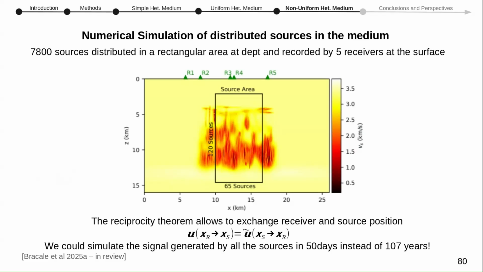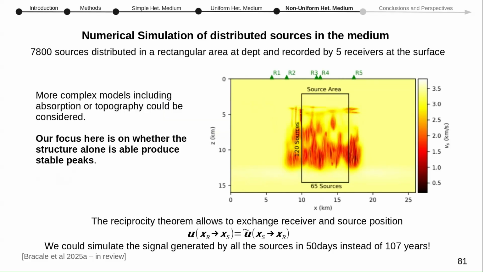So, before we move now to the analysis of the simulation, I would like to make some more observations about this model. We say that this model is very complicated, but actually it may be even more complicated. We could have considered, for instance, absorption, which we know is present in volcanic environments and is really strong in the shallow layers, or we could have considered topography, which many authors also show is very important as it strongly shapes the signal that we actually observe in real field conditions. But the focus here is to understand if the structure by itself is able to generate stable peaks in the spectrum. So this is, let's say, a final observation.